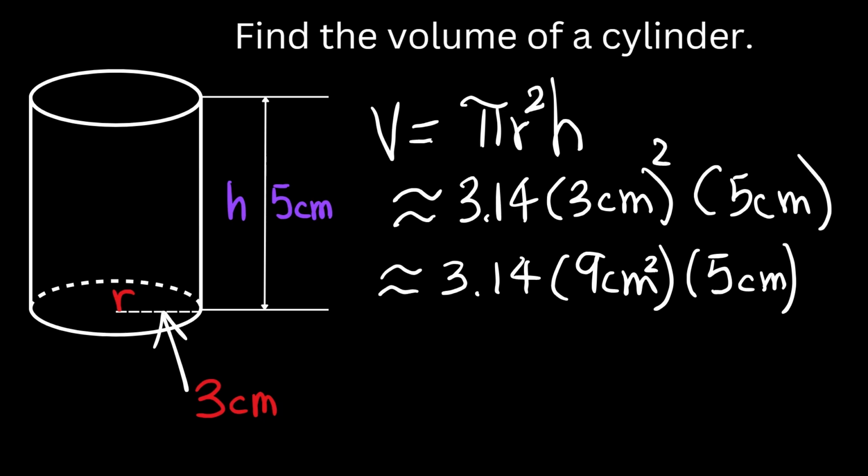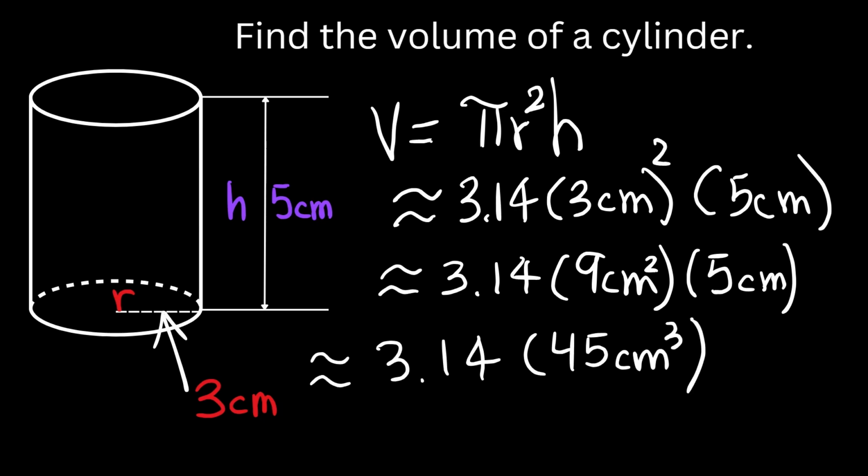It's the best thing to do next because if you multiply 9 times 5, that will give you 45. And if you multiply centimeters squared times centimeters, because you're multiplying the same unit, you only need to add the exponents. So the 5 centimeters, that centimeter has an exponent of 1. So that's why you have 45 cubic centimeters.